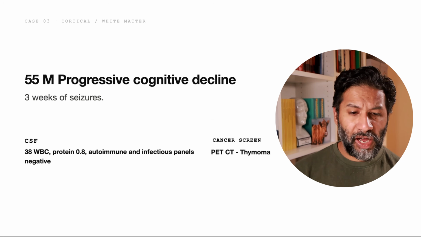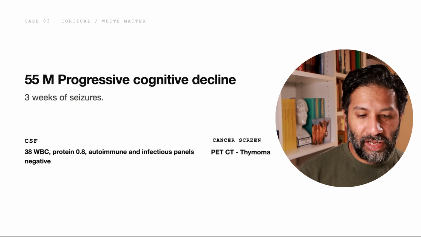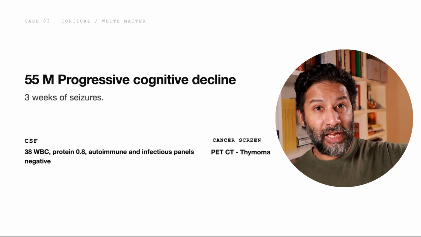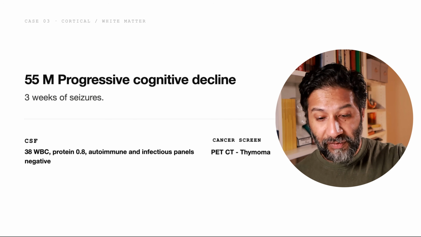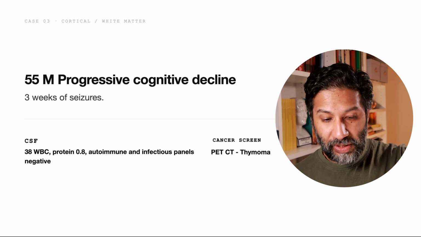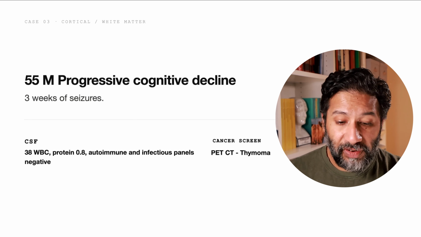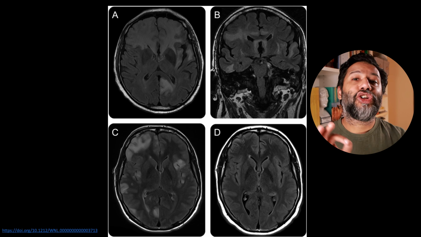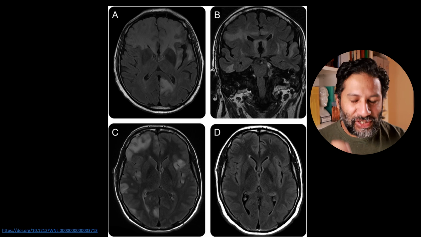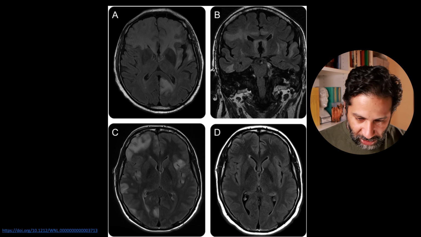So we've got a 55-year-old with progressive cognitive decline and 3 weeks of seizures. So that's our kind of first criteria of entrance. We've got an elevated white cell count, and so we're thinking this is a possible autoimmune encephalitis, and he's got a PET CT that shows a thymoma. This is not his MRI. I wish I had actually saved it, but I don't. So this is just the reference below.